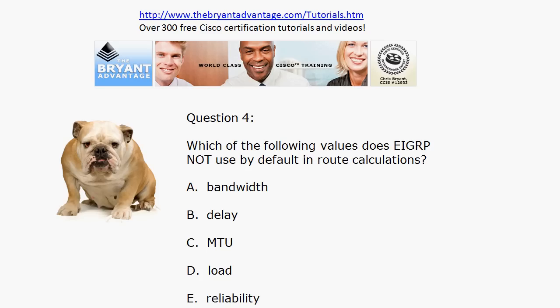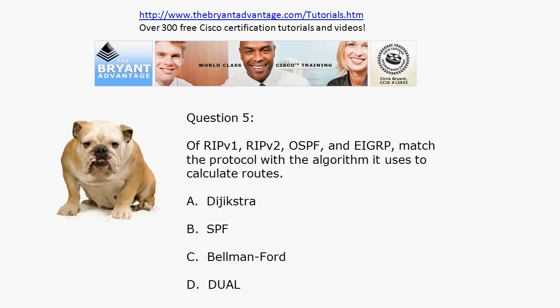Question 4, since we know that EIGRP does use bandwidth and delay by default, it does not use MTU, load, or reliability. Bandwidth and delay are the default values that EIGRP does use. And then finally here with RIP version 1 and 2, they use Bellman-Ford. OSPF uses the SPF algorithm, which is also known as the Dijkstra algorithm. And finally, our friend that we've been working with here today, EIGRP, uses DUAL.